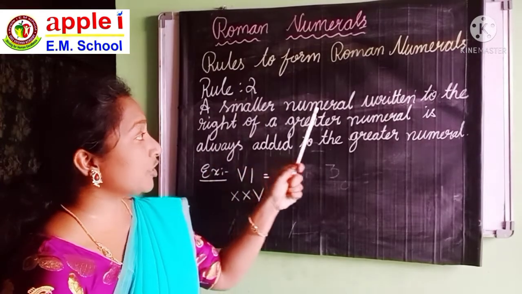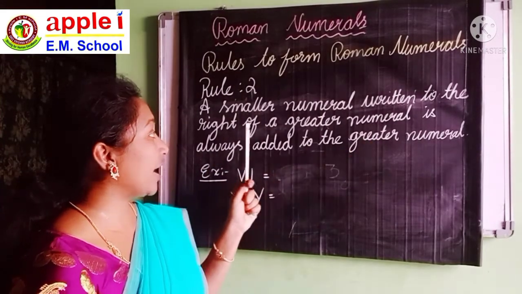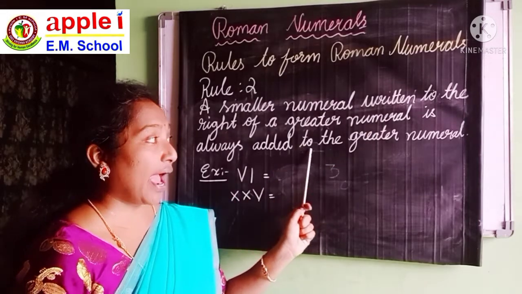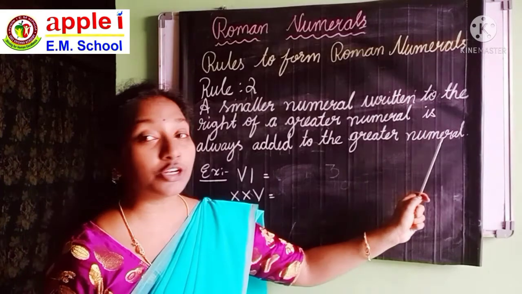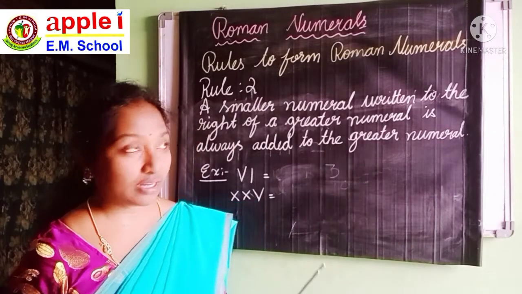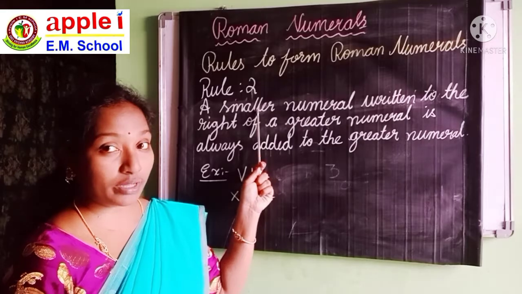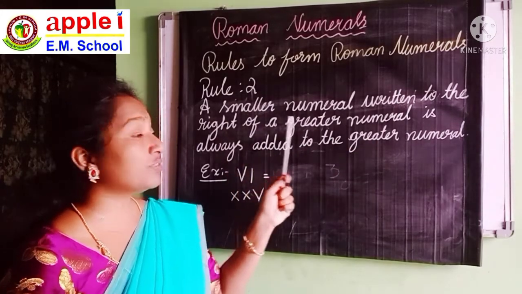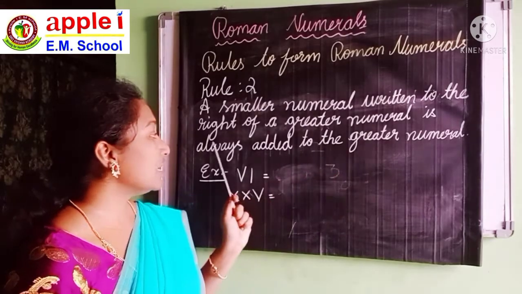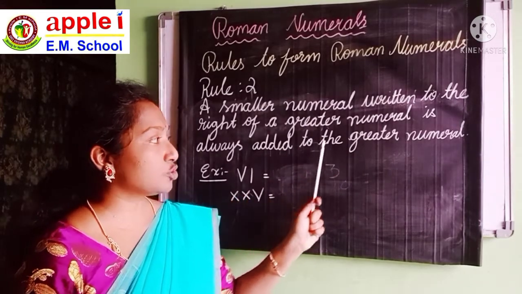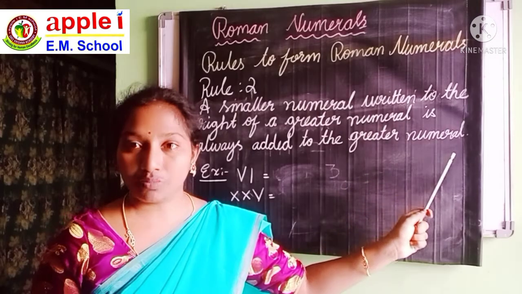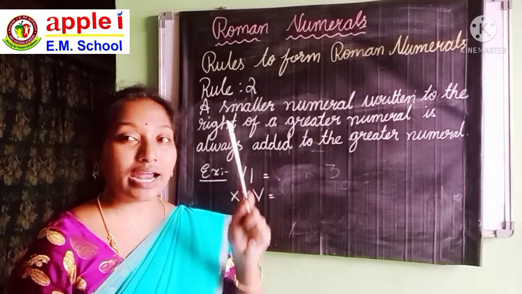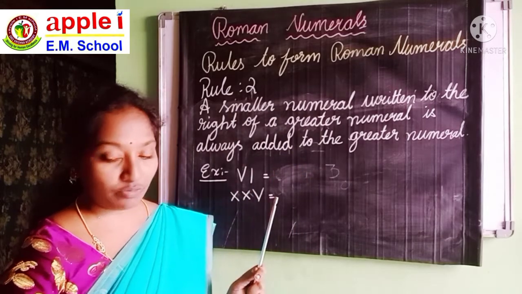Rule 2: A smaller numeral written to the right of a greater numeral is always added to the greater numeral. I am reading once again: a smaller numeral written to the right of a greater numeral is always added to the greater numeral. If you see the example, then you will be able to understand rule 2. Let us see what that is.